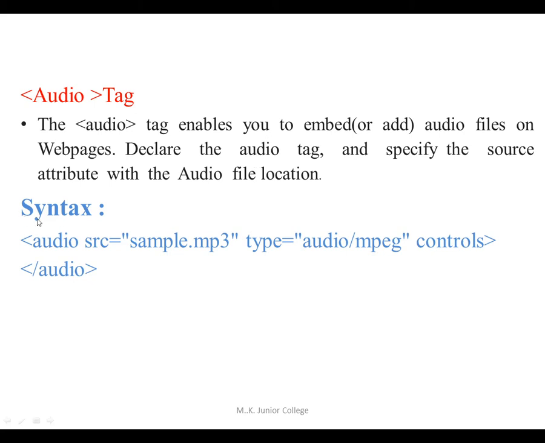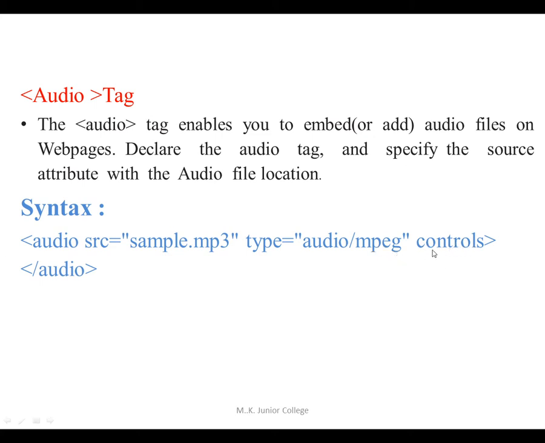So here is the syntax given: audio, which is the tag you are going to use. Then three very important attributes we are going to use. First is src, which stands for source. You have to mention the name of the audio file which you want to insert. Next attribute is type. Under type, two things you have to mention: first whether it is audio or video, and then the format of your audio file. And the next is controls.